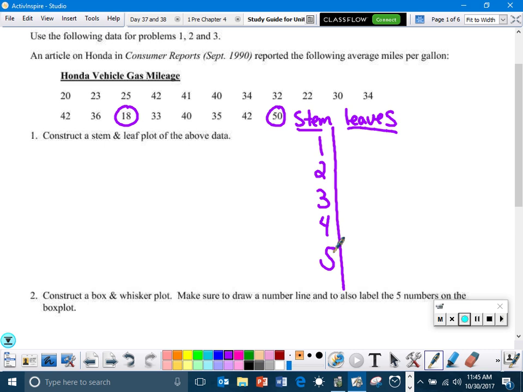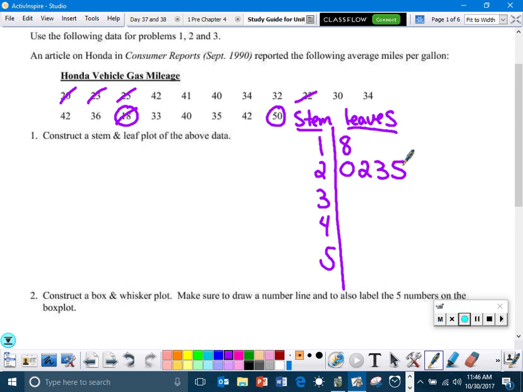Now we need to fill in the leaves. So we will start with the 18. So the 8 will go next to the vertical line. So we are done with anything in the teens. Now we're going to look at the 20s. So it looks like the smallest 20 is the actual number 20. So we're going to put a 0. The next number in the list is 22, so we'll put a 2. The next number in the list is 23, so we will put a 3. The next number in the list is 25, so we will put a 5. All right, that's it for the 20s. Now we're going to do the 30s.